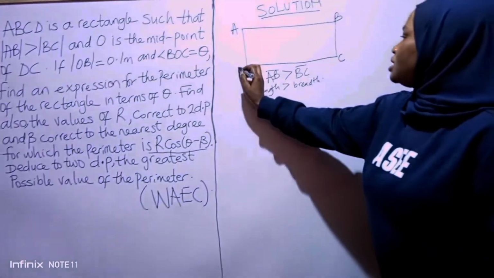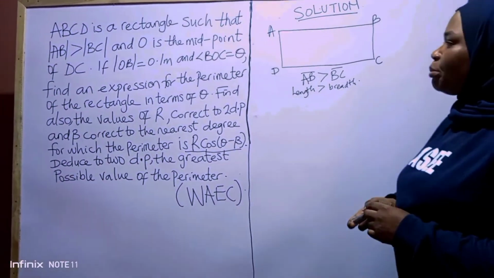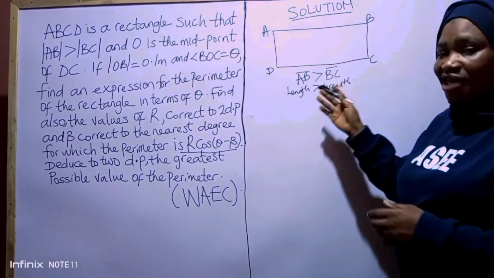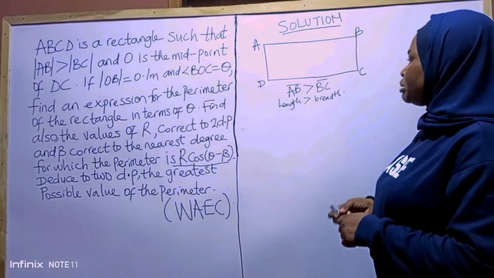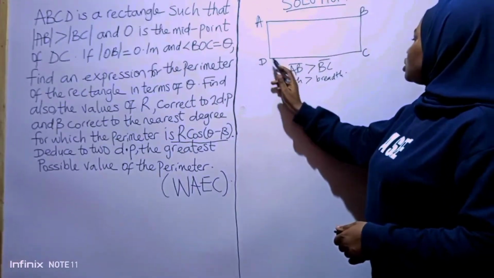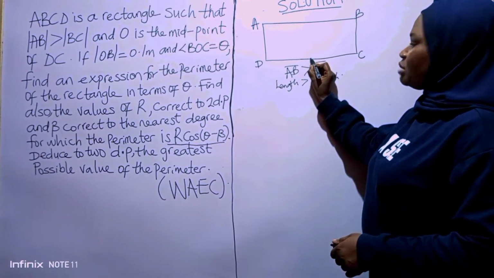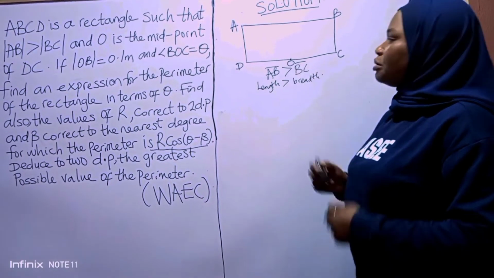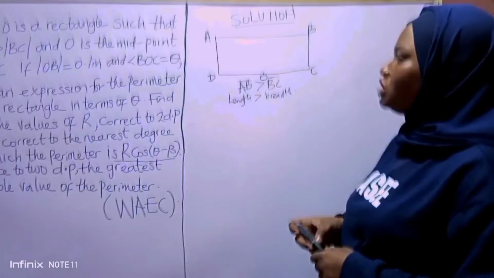So here is D. Now, O is the midpoint of DC. This is line DC. We're sketching, so don't mind my diagram. So O is the midpoint of DC. Let's assume that here is the middle of DC. So that's the midpoint, and it is given as O.